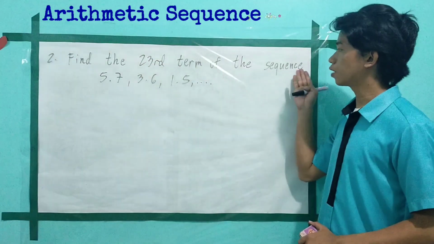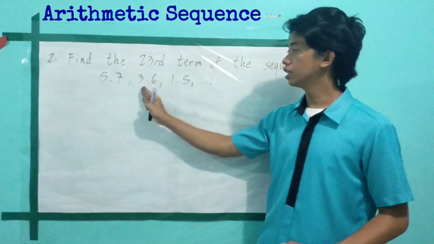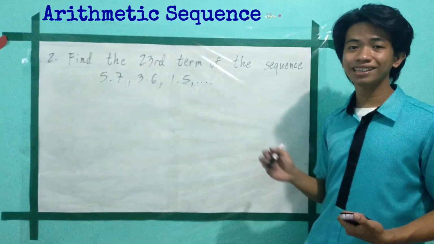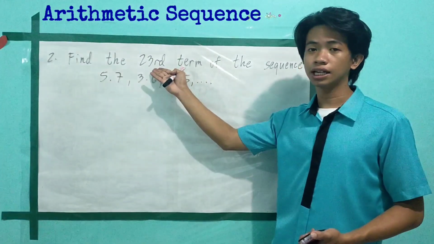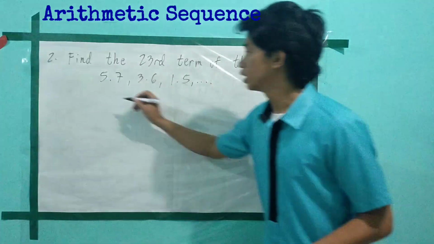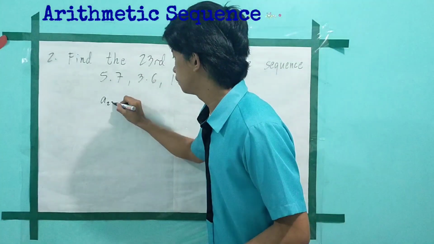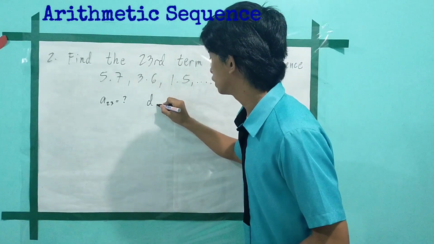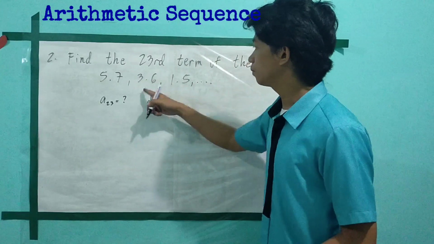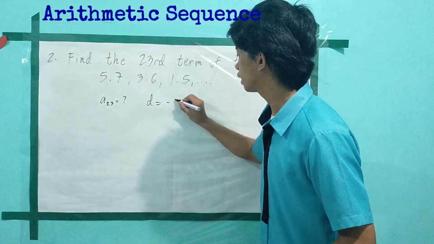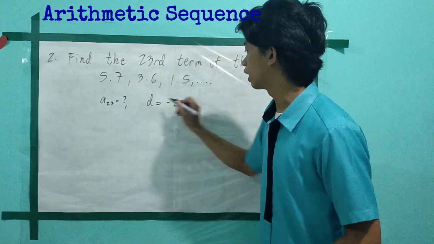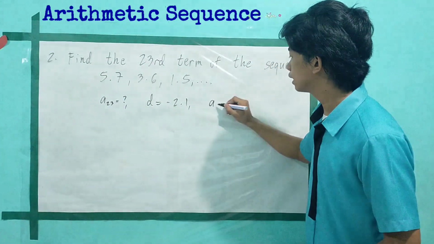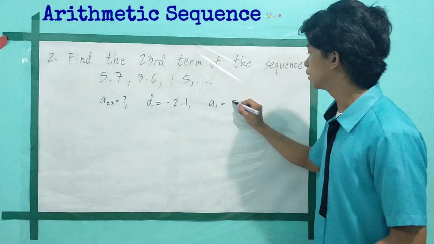Find the 23rd term of the sequence 5.7, 3.6, 1.5, and ellipsis. So, same lang din sa ating problem number 1. Ang pinagkaiba lang is 23rd term ang hinahanap. So, a sub 23 ang missing. Then, common difference is equal to 3.6 less 5.7, we have negative 2.1. And ang ating a sub 1 is equal to 5.7.